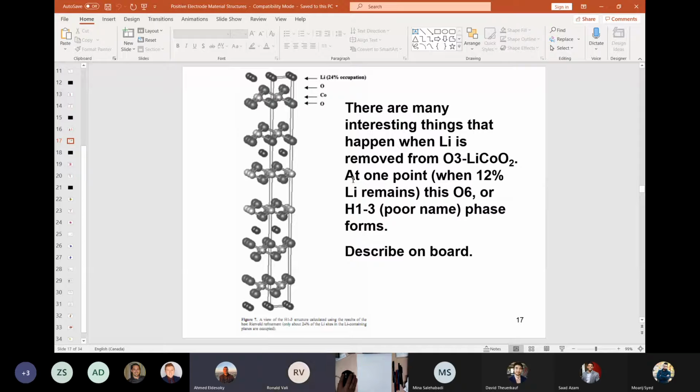Jeff, I have a question about stacking. Yep. Is there any difference where you start counting the layers? You start with the transition metal or you start with the oxygen? No, there's no difference at all. You can start however you want. Okay. So all it is a translation, right? Mm-hmm.